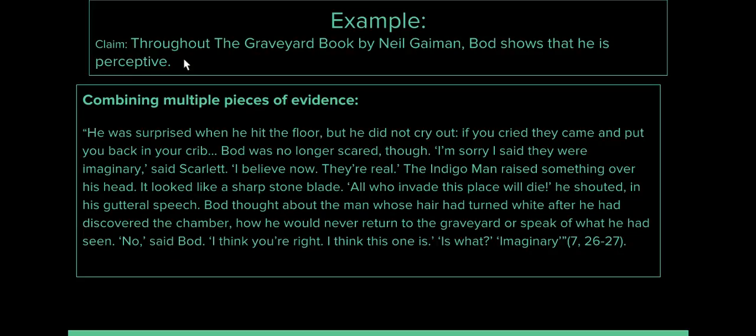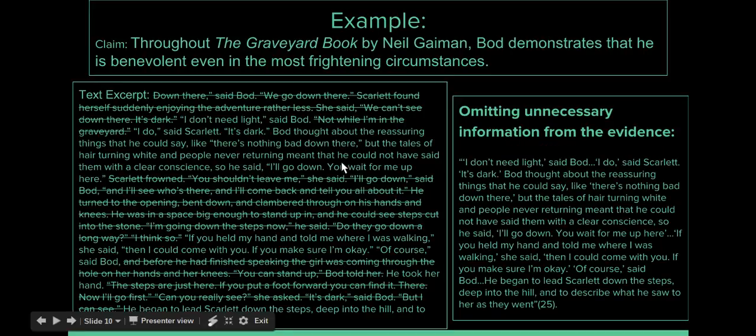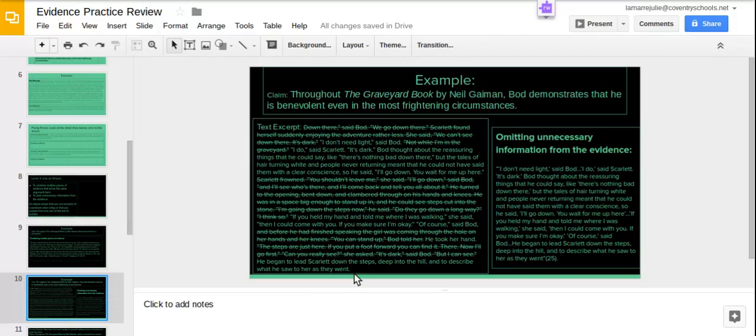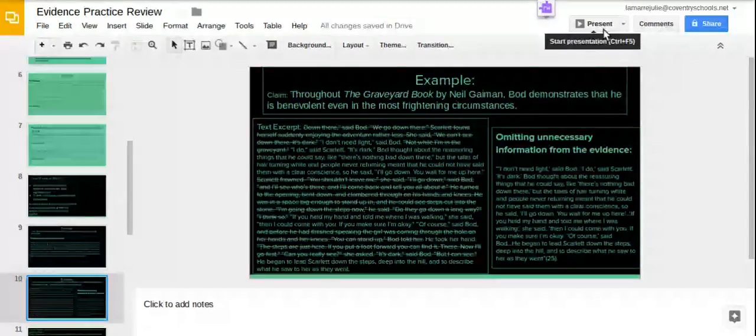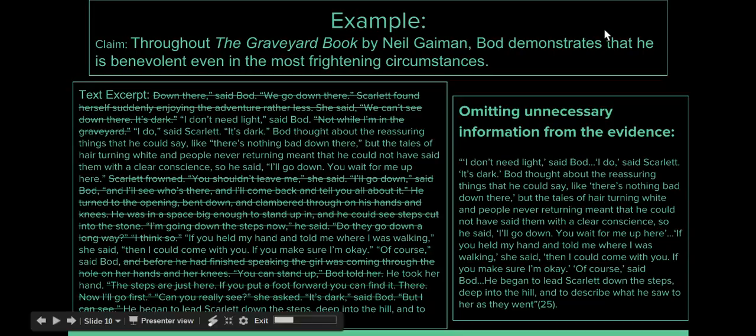Another way to have really strong evidence is to make sure you're being really selective with the evidence that you have. So another thing I'm going to show you is something that a lot of students have been doing, which is what you see here. Look at how much evidence is in this box. It's a lot. And it would be really intimidating for my reader to see all of that evidence at once and have to read all of this to understand how I'm proving my claim.